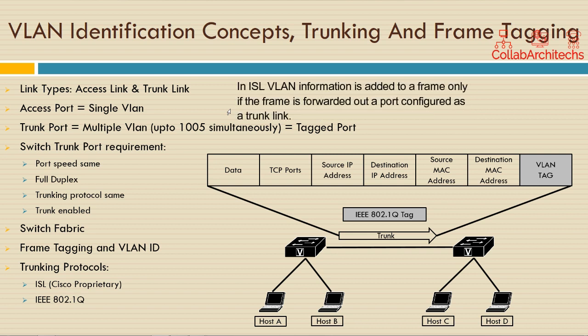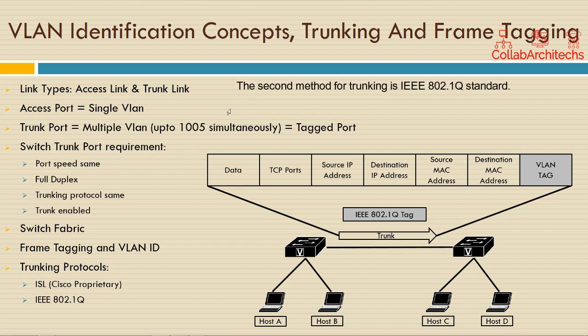ISL VLAN information is added to a frame only if the frame is forwarded out a port configured as a trunk link. The ISL encapsulation is removed from the frame if the frame is forwarded out an access link.